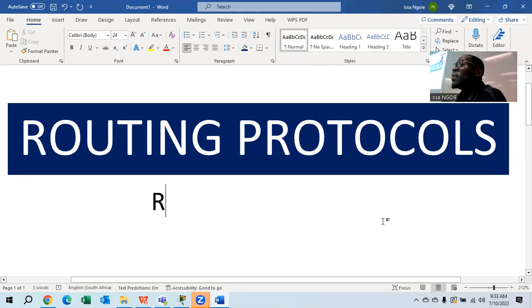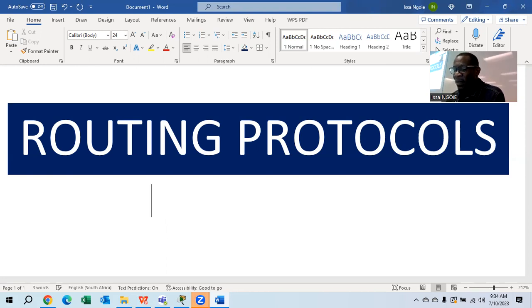Today, we are going to talk about routing protocols. This chapter will take us the whole week, right? But you remember we did CCNA 2, and this chapter was the last chapter for CCNA 2. So I'm going to start there in order for you to understand chapter 1 from CCNA 3, right? So we're going to talk about routing protocols. Number one, you have to understand what is routing.